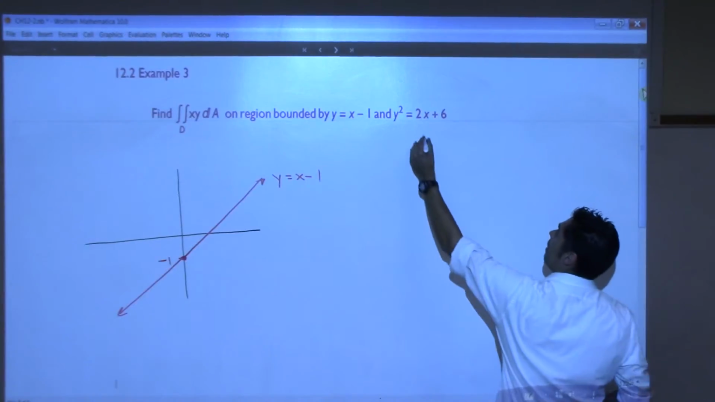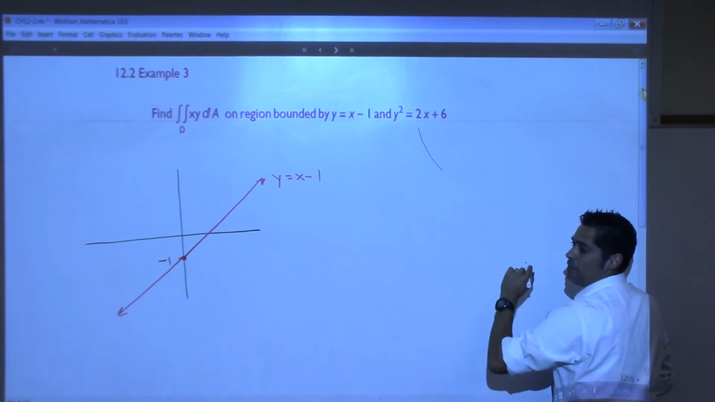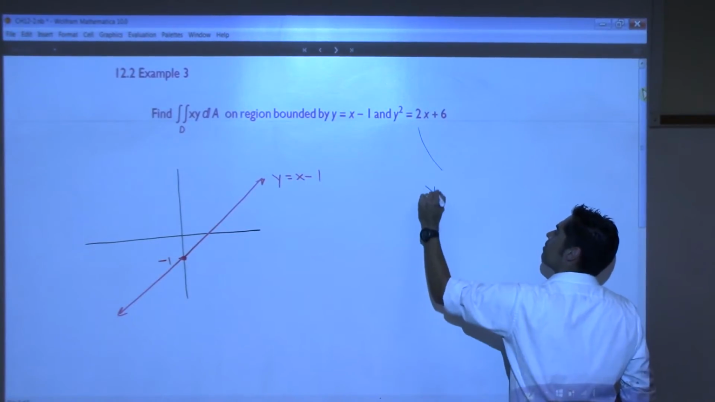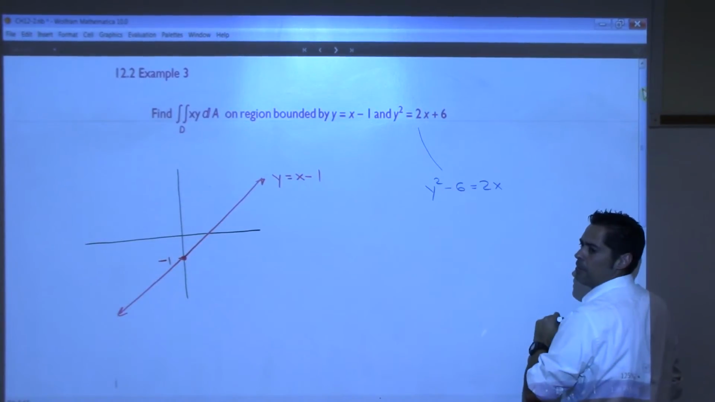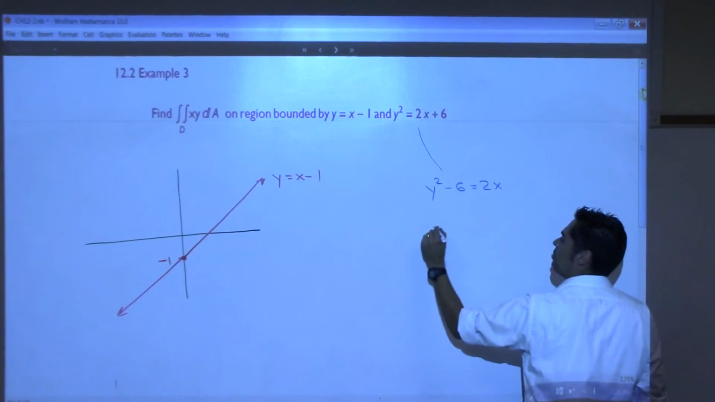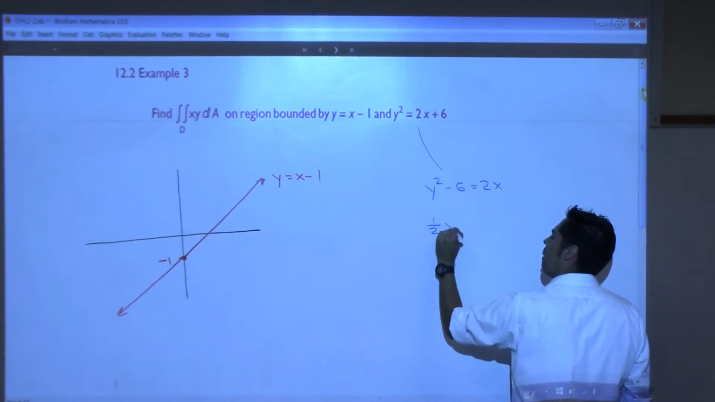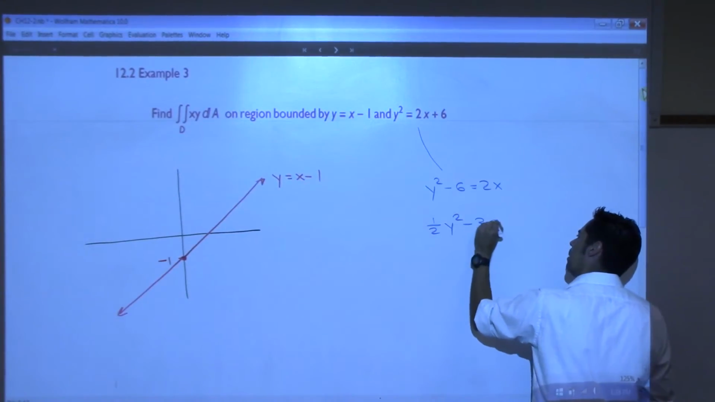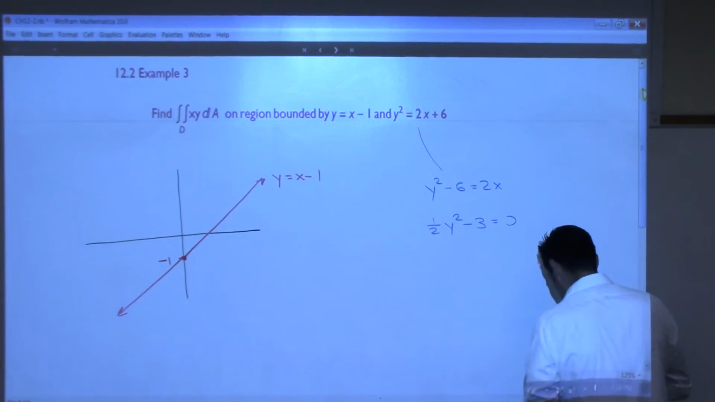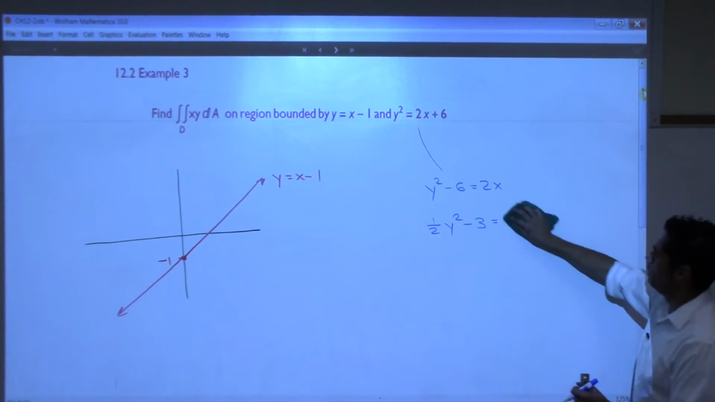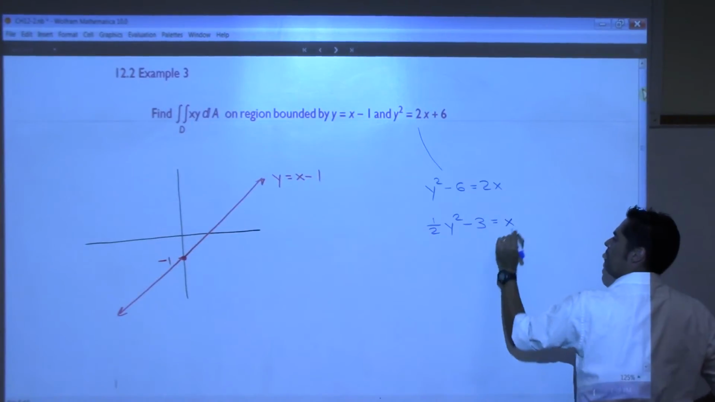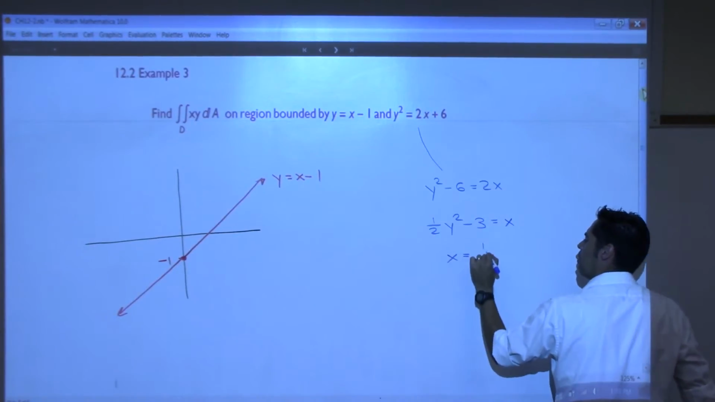Let's go ahead and try and solve this. Let's solve that for x. We get y squared minus 6 equals 2x, right? If we divide both sides by 2, we get 1/2 y squared minus 3 equals x. And just rewriting it in a different order.